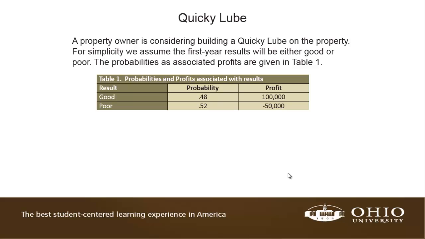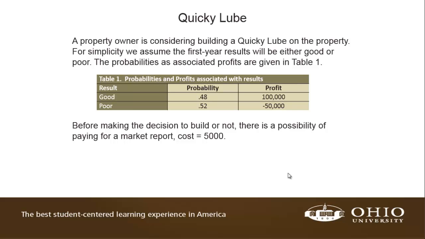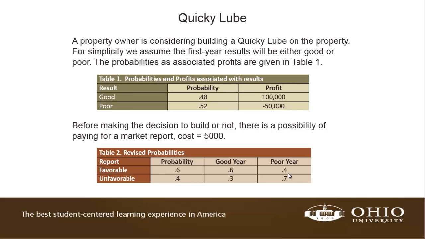Now, the property owner does have the option of paying $5,000 for a market report, and if the property owner chooses to pay for that market report, there's a 60% chance that the report will come back with a favorable outcome or a prediction of a favorable outcome, and there's a 40% chance that the report would indicate an unfavorable outcome. If the report indicates a favorable outcome, now the chances of having a good year increase from 48% to 60%, while the possibility of a bad year goes from 52% to 40%.